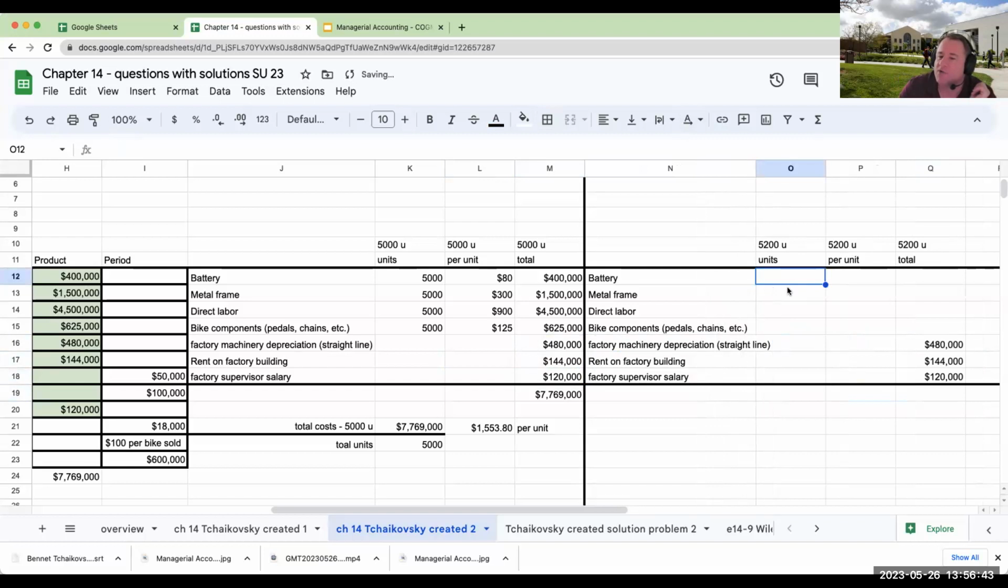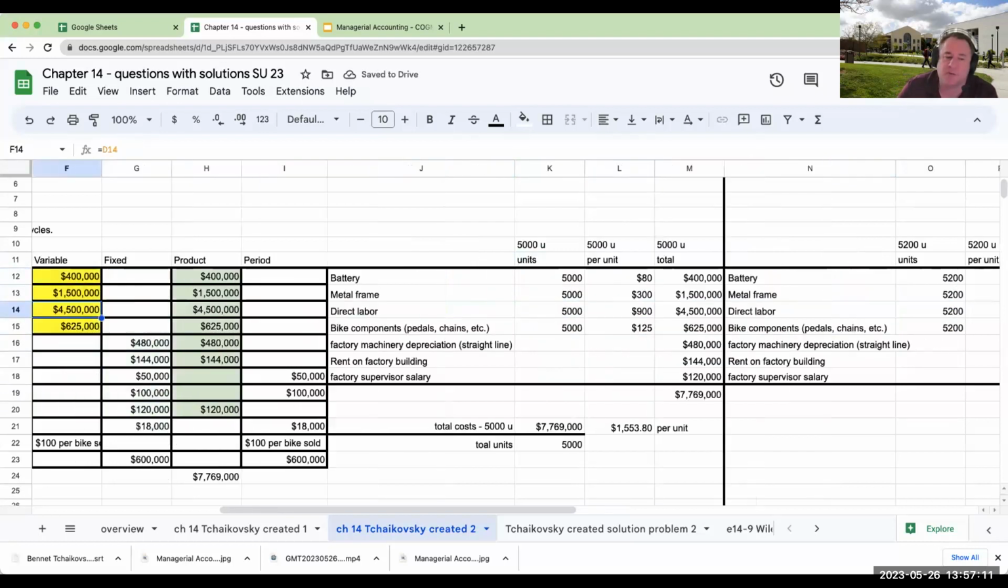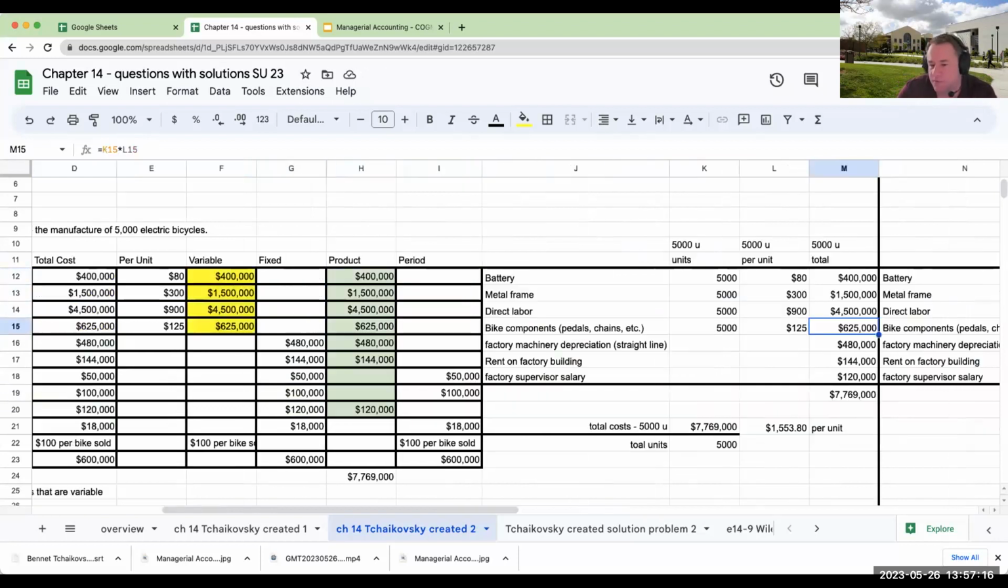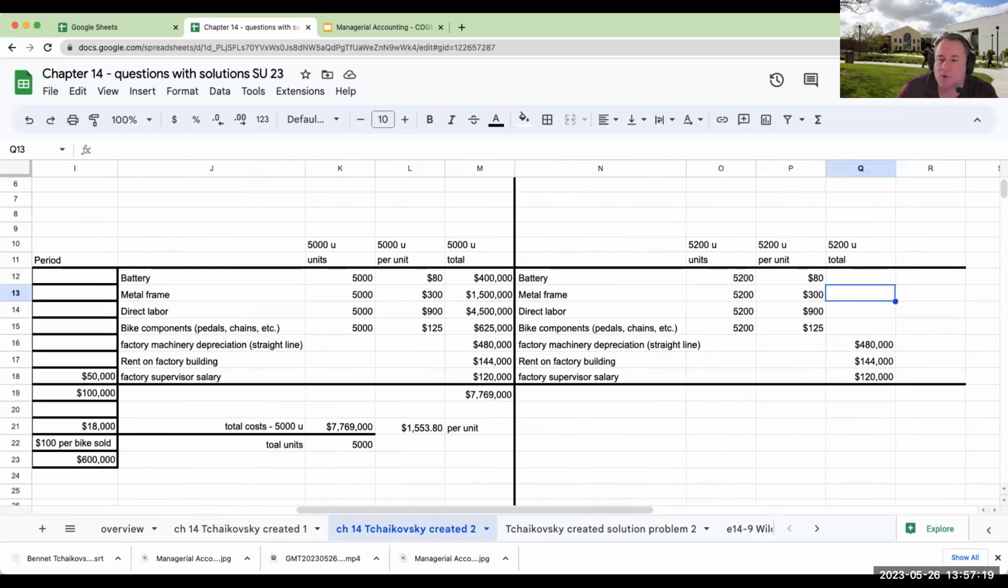Now, but what costs will change? Well, over here, I'm no longer producing 5,000 units. I'm producing 5,200 units, right? Because these are variable costs, so they're going to vary with production. So you got to go back to the last, well, Bennett, why were you setting this up this way? Because I needed the per unit costs to go through over here because they're variable costs, right? So as I look at this, the per unit becomes very, very important for me. So over here, I've got my per unit cost.